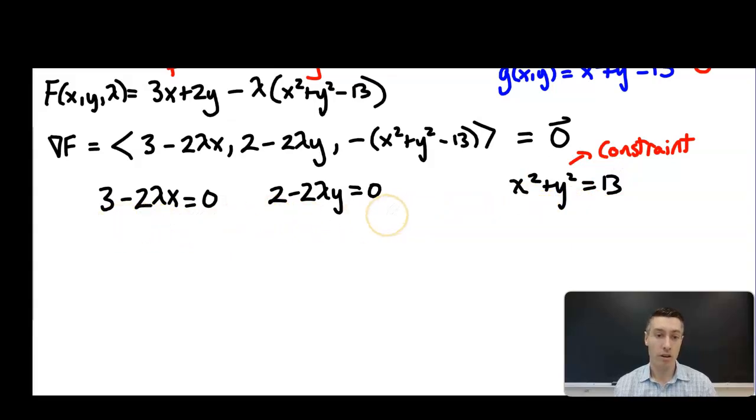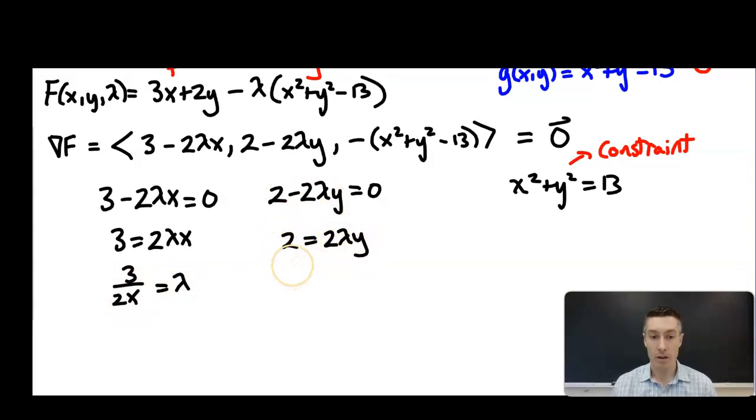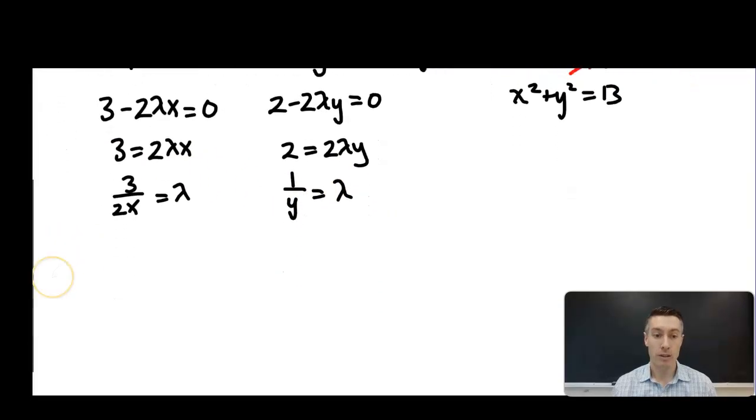So here's our first introduction to solving a Lagrange multiplier problem. There are a lot of variables. It can seem overwhelming at times. So let's take the approach of solving for lambda here. We have 3 equals 2 lambda x, so we'll solve for lambda: 3 over 2x equals lambda. And then here 2 equals 2 lambda y, so that's going to be 1 over y equals lambda. Now notice, we did divide by a variable. So we have to consider what would happen if x were 0.